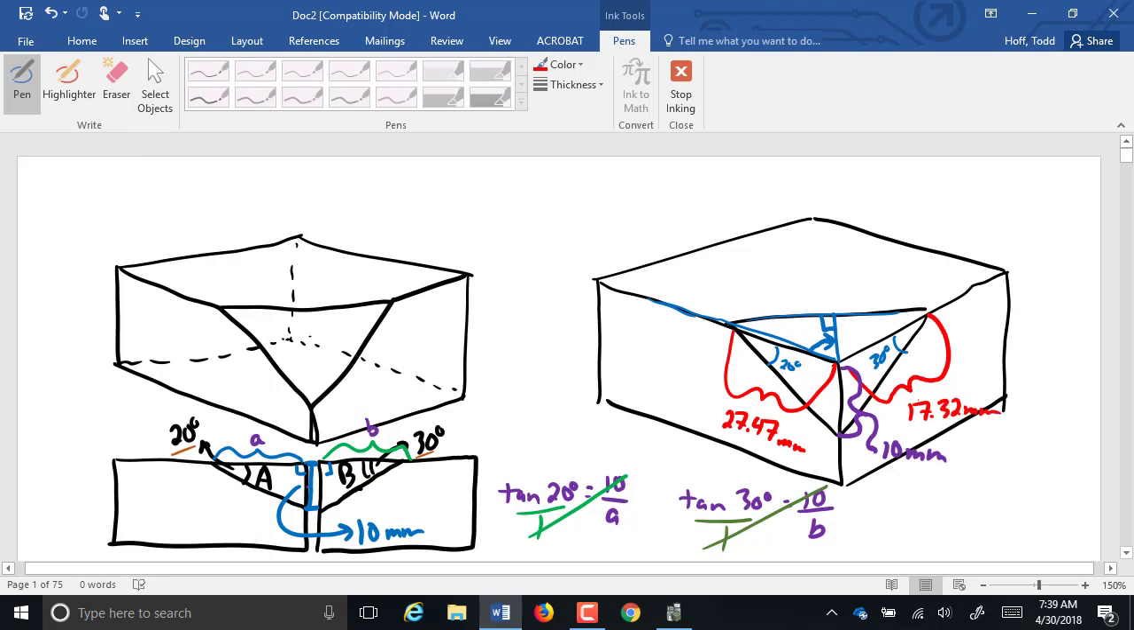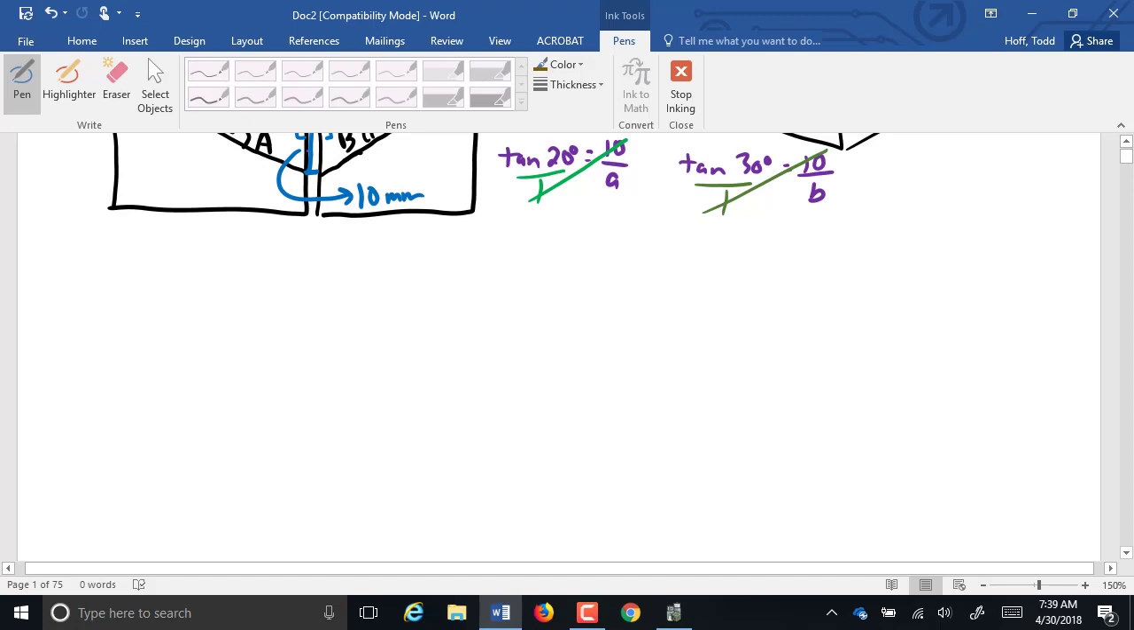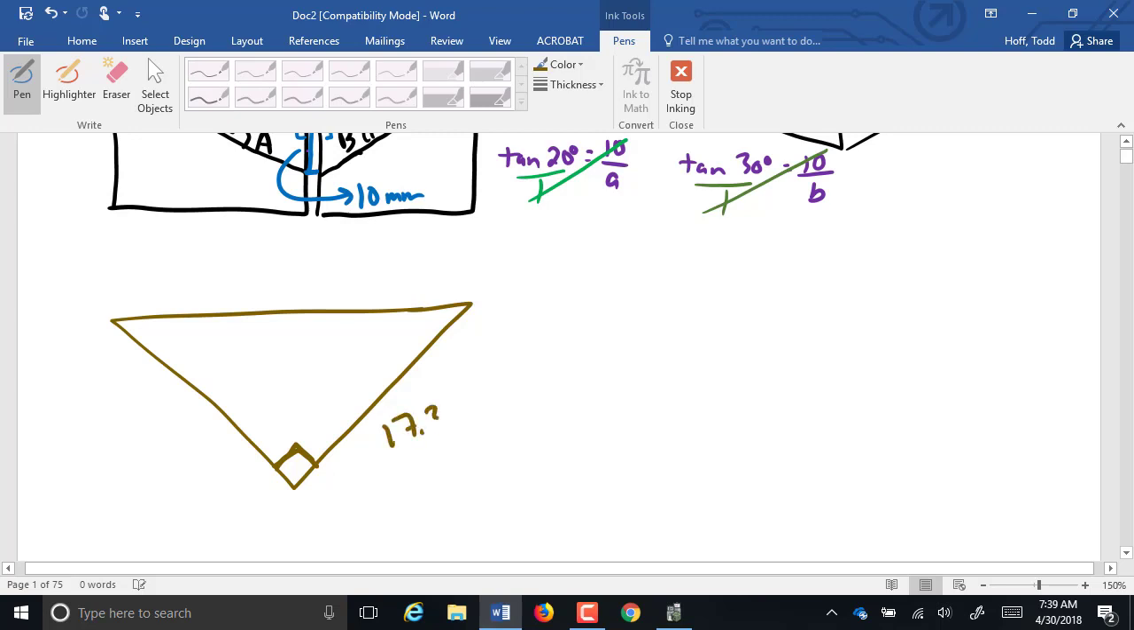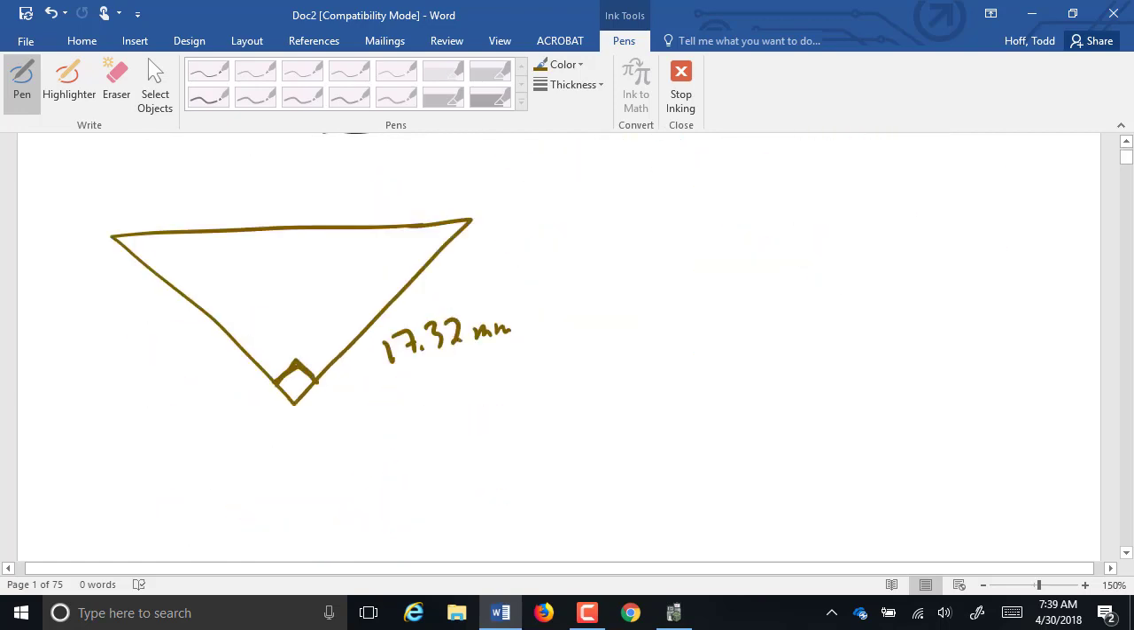Now that I have those dimensions, I want to look at this triangle on the top up here. I'm going to draw it right down there. This here is a right angle. That's just the corner of the block. This here was the 17.32 millimeters. Over here it was 27.47 millimeters.